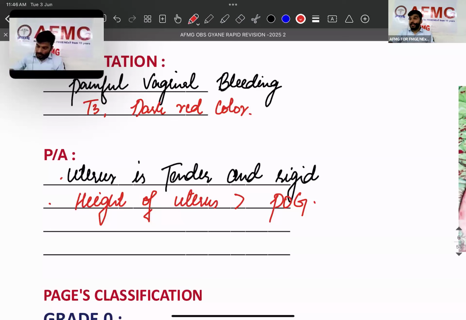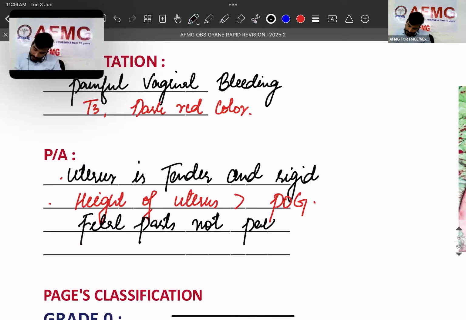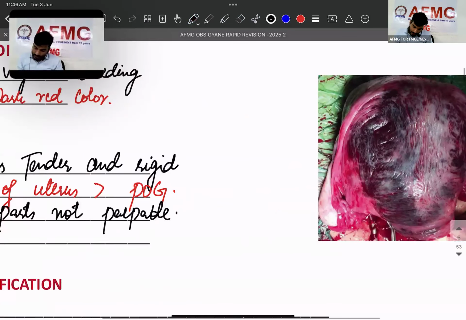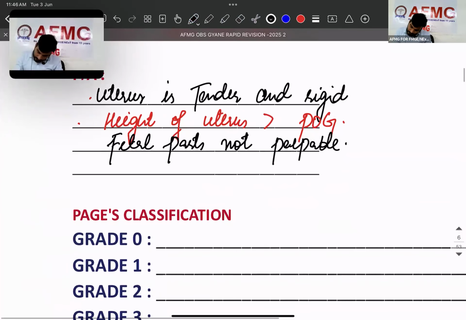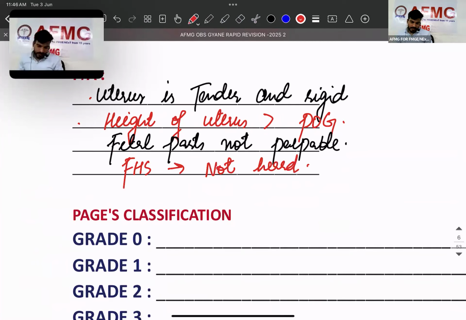Okay? Now, sir, in abruptio placenta, this question has been asked in your exams. Fetal parts not palpable. Please remember, not palpable. And last one, fetal heart sound is not heard. Fetal heart sound is not heard. Fetal heart sound not heard. Good.